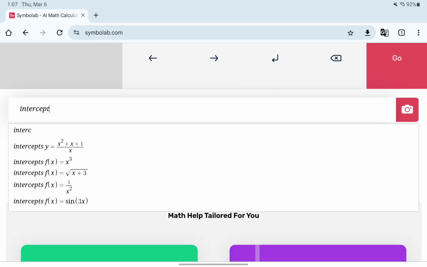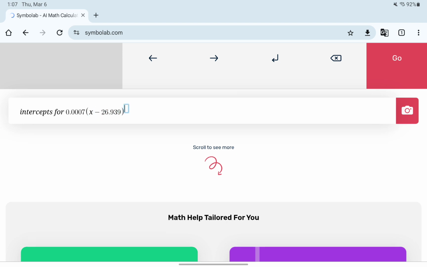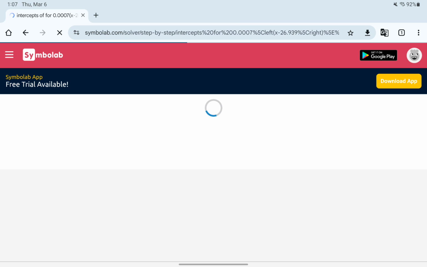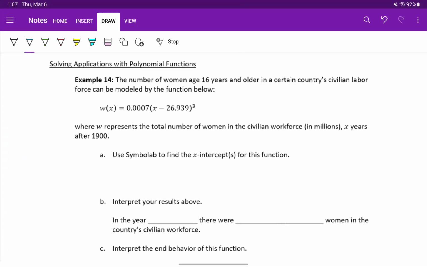So to do that, we'll ask Symbolab to find all of the intercepts, but all we'll need will be the x-intercepts. For 0.0007 times x minus 26.939 cubed. We're only interested in the x-intercept again, so 26.939, comma 0.